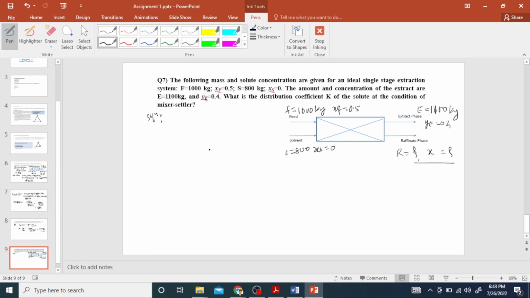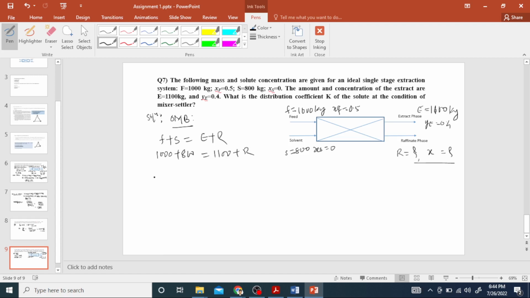Now to calculate the raffinate quantity, we have to do the overall material balance. Simple OMB, overall material balance. So input is equal to output: E plus R. So 1000 plus 800 is equal to 1100 plus R. So R is equal to 700, right?